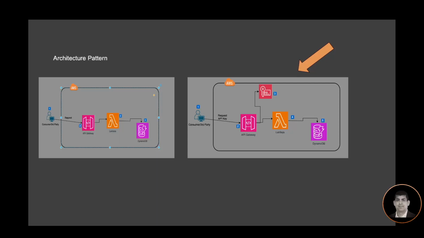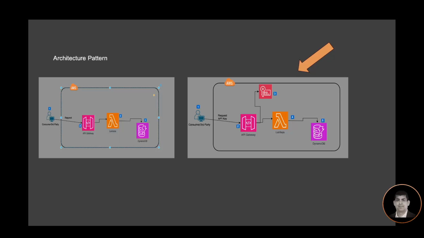There are two architecture diagrams here. The first one is representing an unsecured endpoint. This API endpoint is open to anyone who has the link to the endpoint. The second architecture diagram here is showing that API gateway is protecting the API endpoint using an API key.